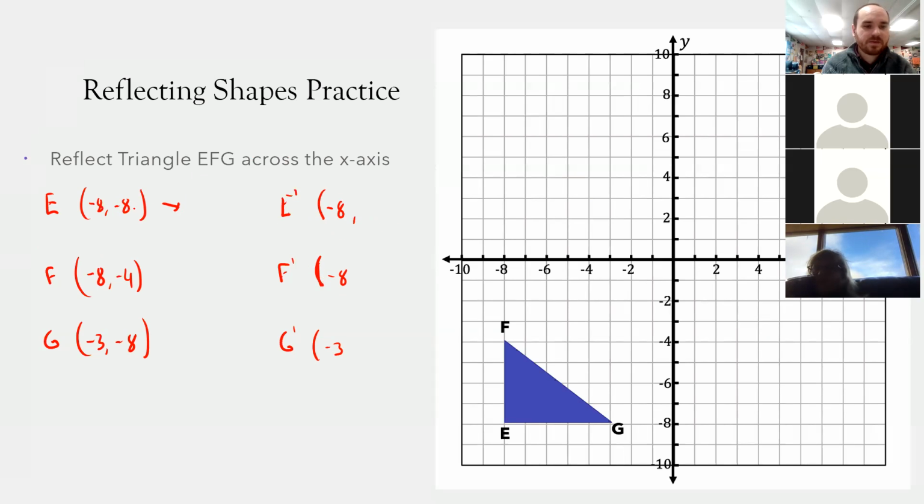Then instead of -8, we're going to take the opposite. The opposite of -8 is +8. For F, we're going to take the opposite of -4, which is +4. And for G, we're going to take the opposite of -8, which is 8. So our points should look like this. E prime is at -8, 8. F prime is at -8, 4. And G prime is at -3, 8.